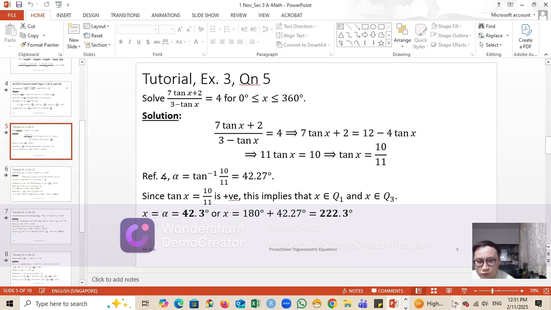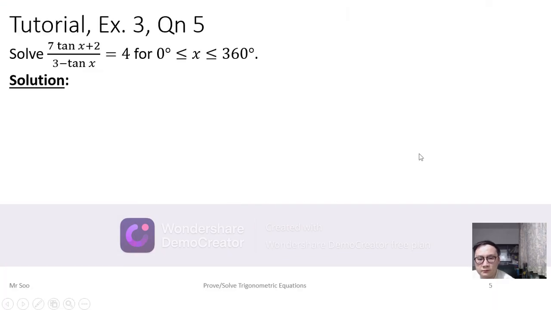Today we will look at how to solve trigonometric equations as well as to prove trigonometric equations, because I took out the 2025 O-level A math question to discuss over here. I think in this year's O-level A math question, proving and solving trigonometric equations are actually together. But in our tutorial we will only focus on solving trigonometric equations. Proving trigonometric equations will be the next exercise, which is exercise 4.